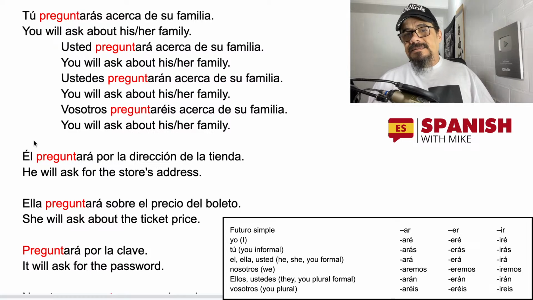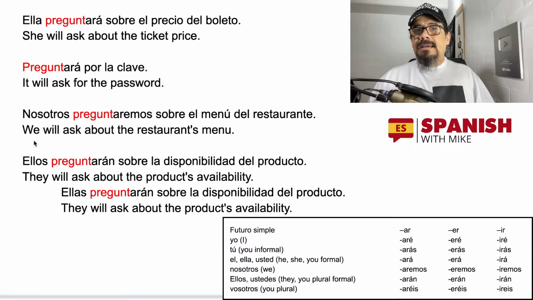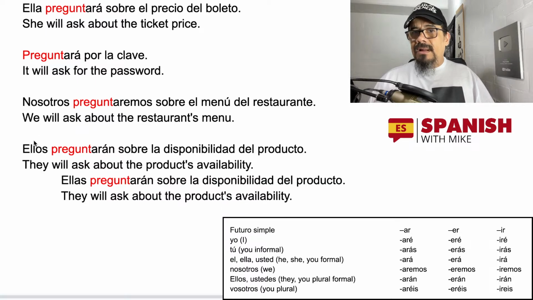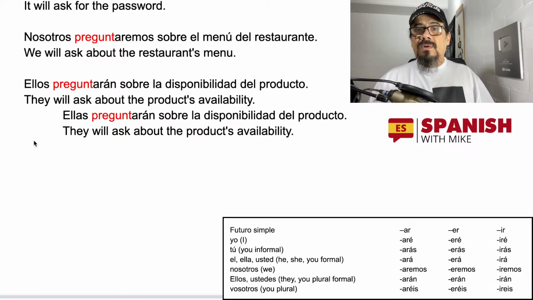Plural, Spain. Él preguntará por la dirección de la tienda. He will ask for the store's address. Ella preguntará sobre el precio del boleto. She will ask about the ticket price. Preguntará por la clave. It will ask for the password.